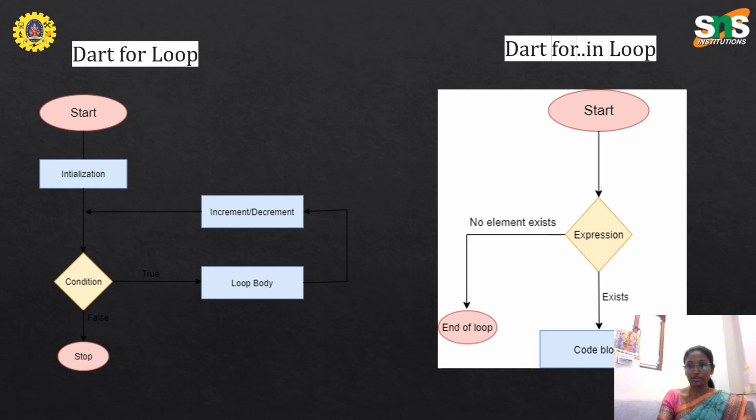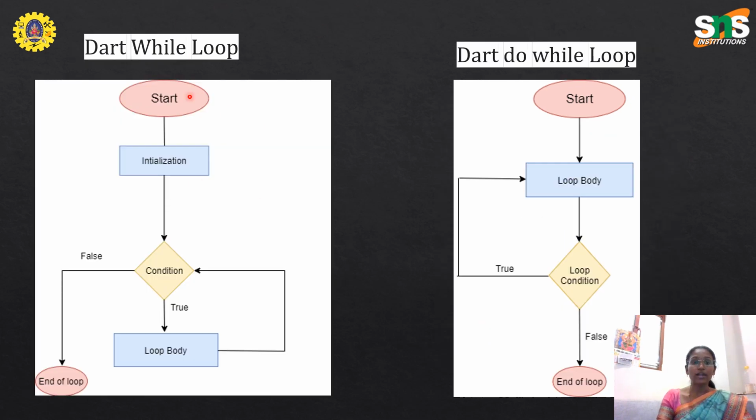Okay, the while loop is where I initialize the loop, and next, if my condition is true, the loop body will be executed. If the condition is false, it will go to the end of the loop. Okay, and the do while is also the same as the while loop. Here I'm giving the loop body, and if the loop condition is true, it goes to the loop body, otherwise the loop will end. These are the flowcharts I'm giving for the different types of loops here.